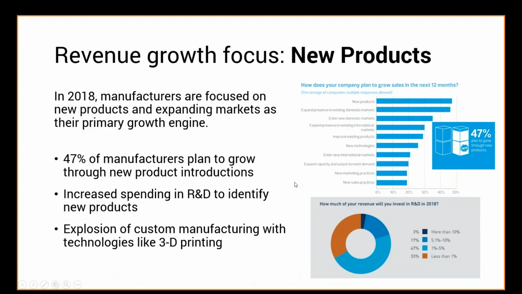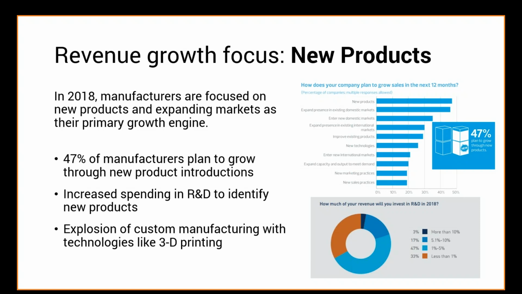Having said that, we want to focus a little bit on the industry. What do we see out there in the market right now? What is driving companies, and how does that relate to cost-based quoting applications? This is a neat little statistic that we've seen: in 2018, manufacturers are focused on new products and believe that new products are going to be the driving force of their revenue growth strategies. What does that mean?